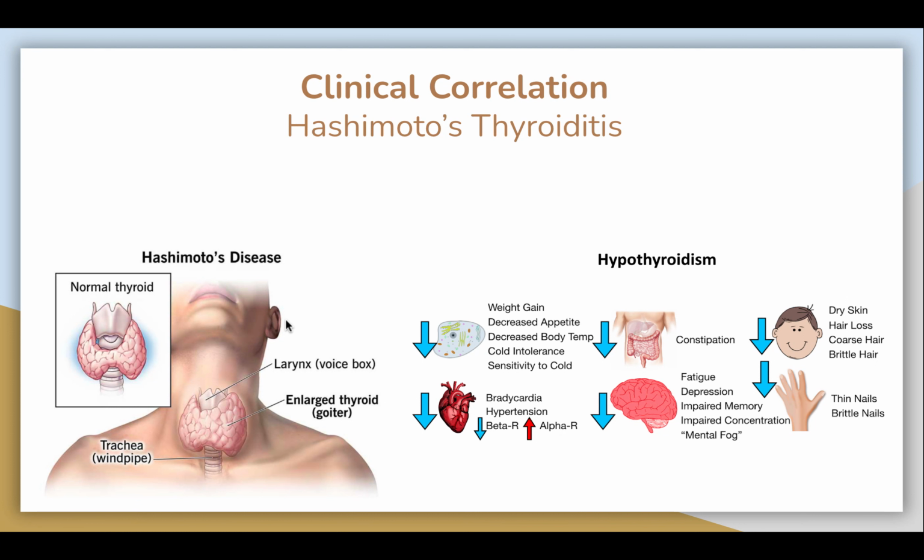However, in Hashimoto's thyroiditis, you have a destruction in the architecture and the structures of the thyroid gland, because there is the intrusion of those lymphocytes and antibodies that attack the thyroid structures.